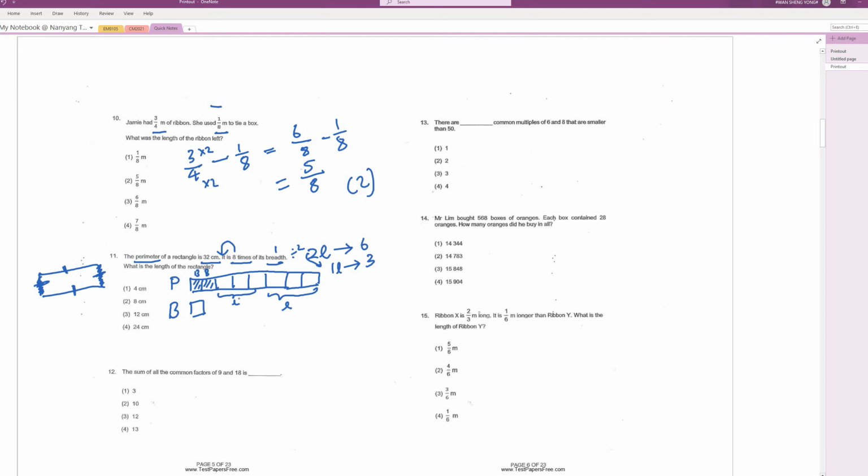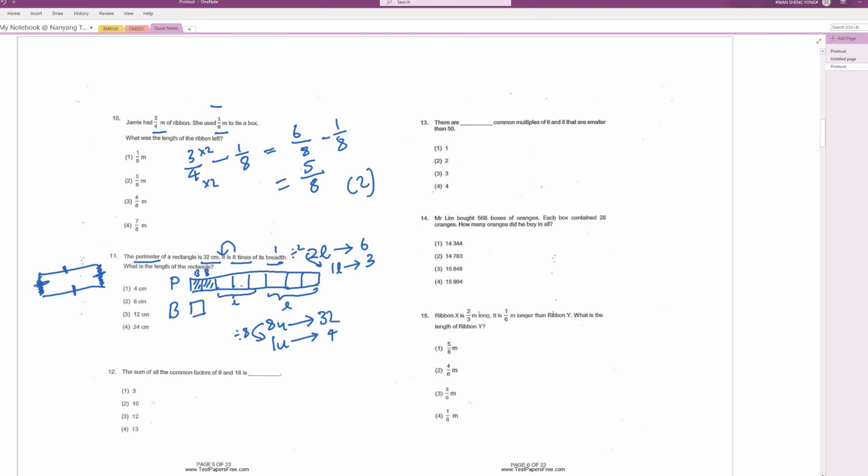Alright, so the perimeter over here is equal to 2 breadths and 2 lengths. From the first part of the sentence, the question said that the perimeter is 32 centimeters. So we have 8 units. This 8 units represents 32 centimeters. So to find 1 unit, we divide by 8. 8 divided by 8 is 1. On the other side, we must also divide 32 by 8. So 32 divided by 8 is equal to 4. So 1 unit represents 4 centimeters.